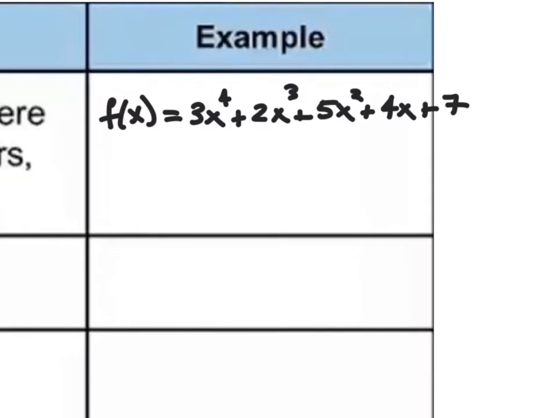The one thing I do want you to notice is that my exponents go in descending order, okay? So I've got 4, 3, 2, 1, and then 0, okay? So this is in standard form. Usually that's how you'd want to make it, so that your exponents are ordered from left to right in descending order like that, okay?